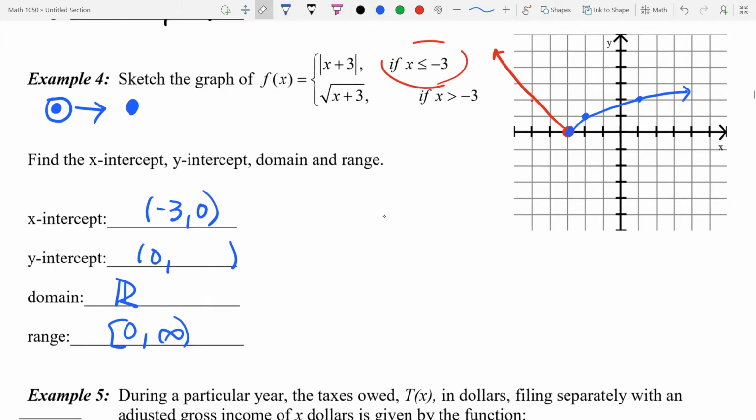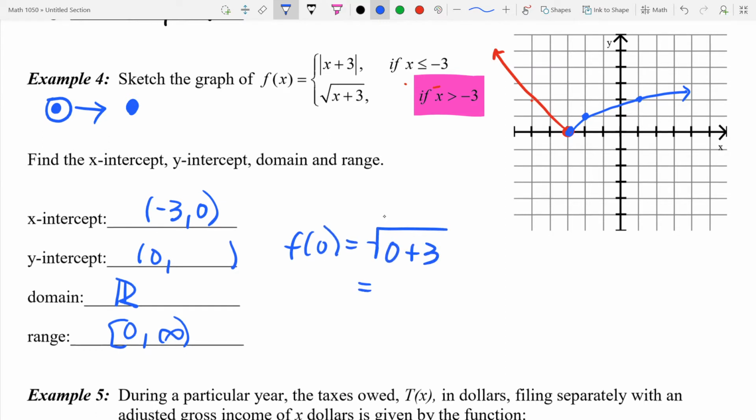To find the y-intercept, I let x be 0. If x is 0, am I on my v or on my square root? I'm on my square root because 0 is bigger than negative 3. So f of 0 is equal to the square root of 0 plus 3, which is the square root of 3. It was actually very simple. If you're finding the y-intercept, let x be 0, and that was easy to simplify. And you should leave it like that.